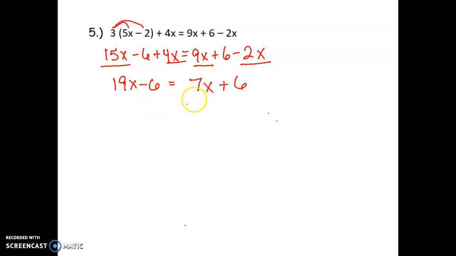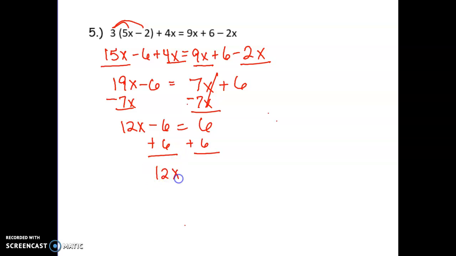Okay, when I subtract my 7x from both sides, I end up with 12x minus 6 is equal to 6. And then when I add 6 to both sides, I get 12x is equal to 12. Final step is dividing by 12. My x for number 5 should be equal to 1.